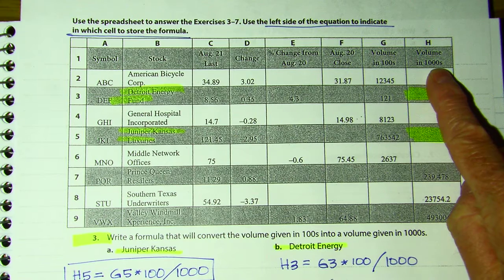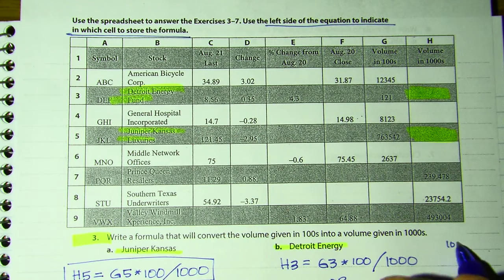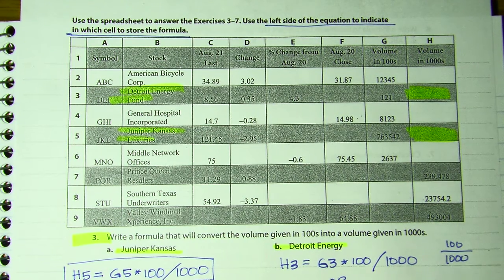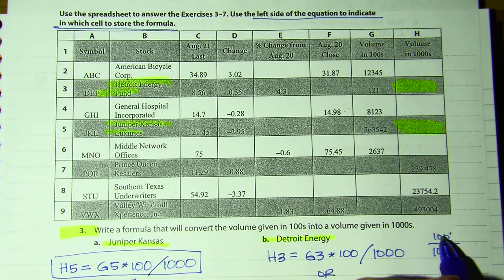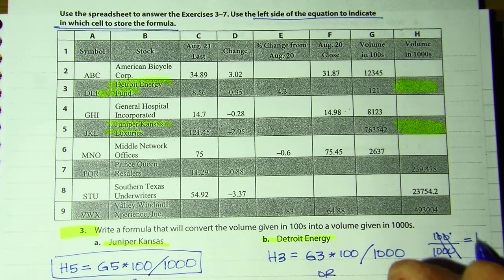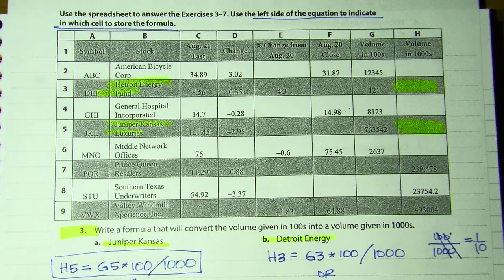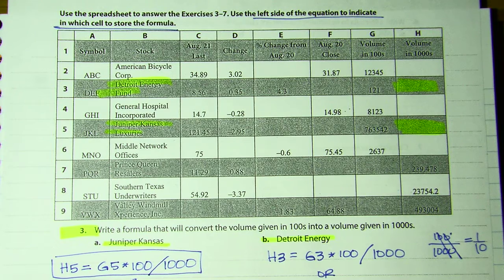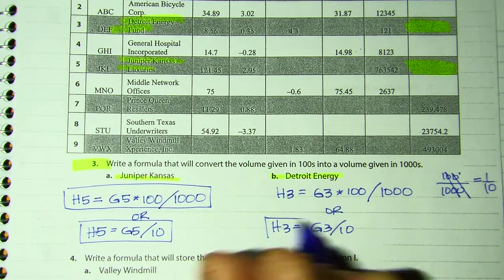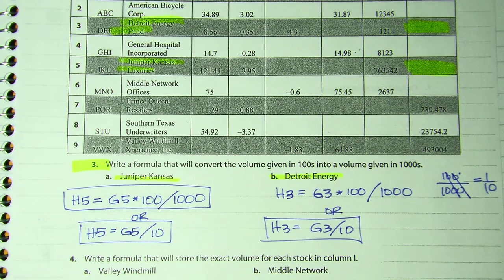Now, you could also enter, remember, 100 over 1,000. These two zeros cancel, and you're left with 1 over 10. So I could just enter H3 equals G3 divided by 10. That would be a lot easier, but it's up to you how you want to do this.